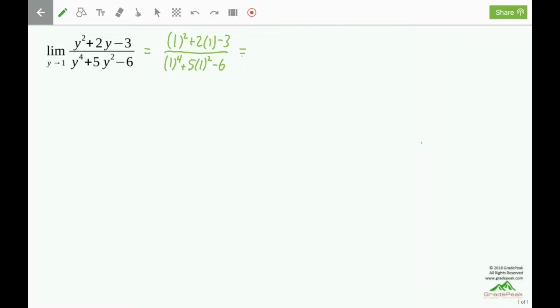In the numerator, 1 squared is 1, 2 times 1 is 2, minus 3. In the denominator, 1 to the 4th is 1, 1 squared is 1 times 5 is 5, and then minus 6. In the numerator, 1 plus 2 is 3, 3 minus 3 is 0. In the denominator, 1 plus 5 is 6, minus 6 is 0. We have the 0 over 0 indeterminate form.